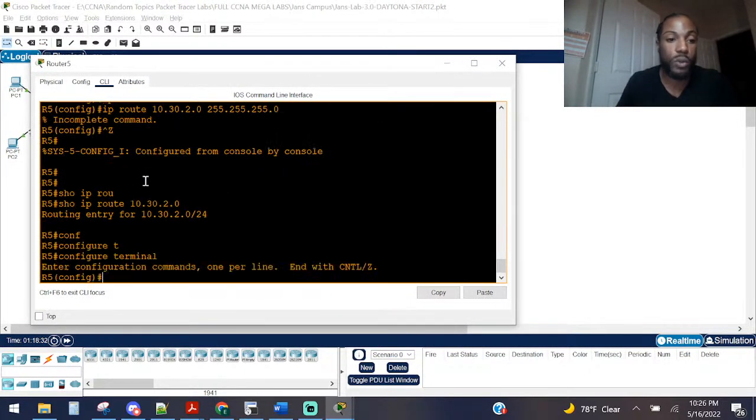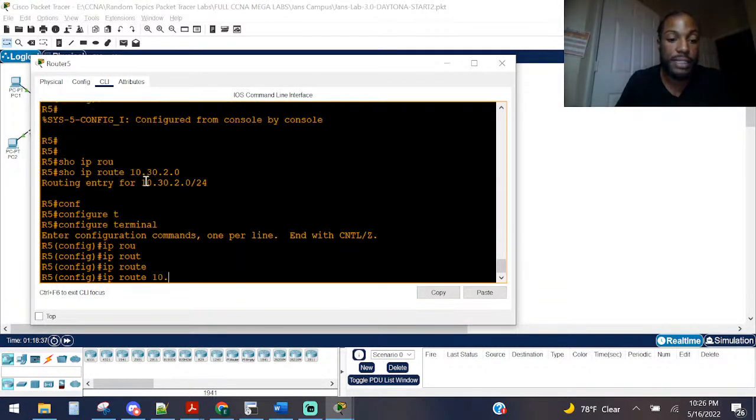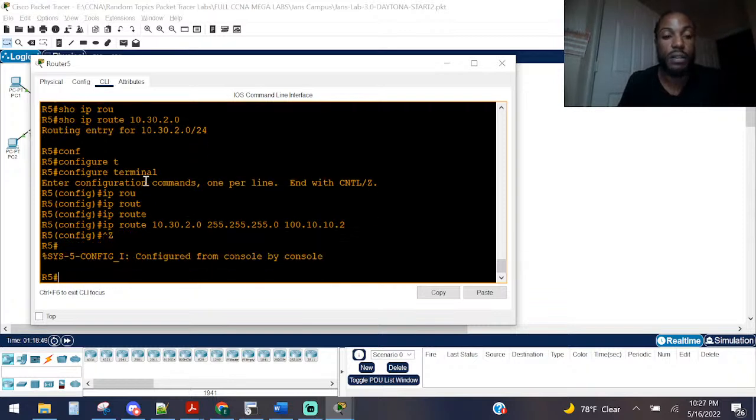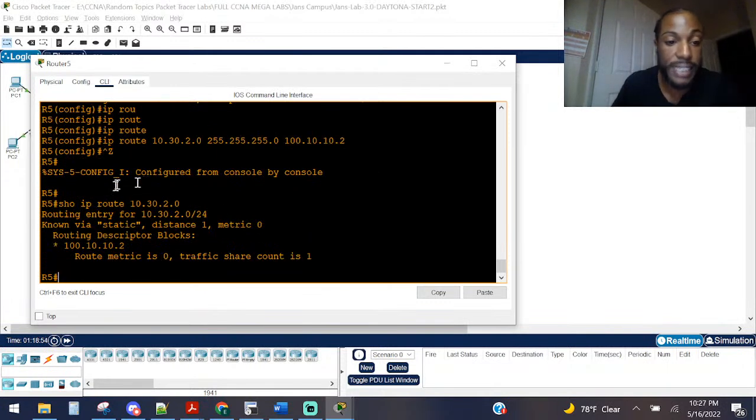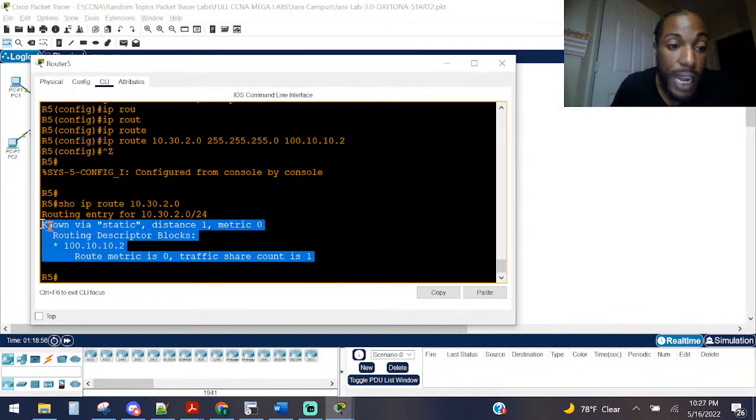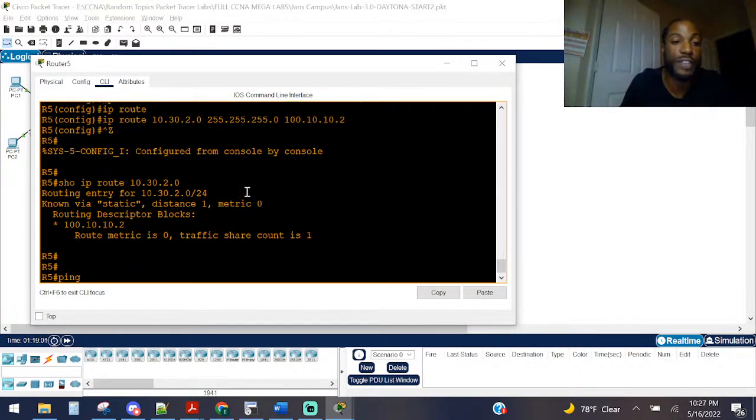Go to global config mode. We're going to say IP route, 10.30.2.0 network, subnet mask of that, take the next hop of 10.10.10.2 to get there. So now if I do a show IP route to that network, it says I've got a static route now to get there. I did learn it through BGP the first time, but now I have a static route to get there. So now can I ping the laptop again? Get underneath, pray to network gods, and hope we didn't break anything.